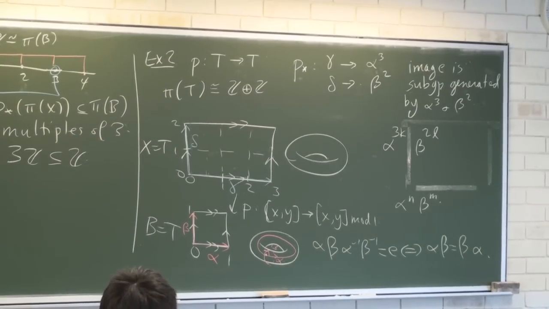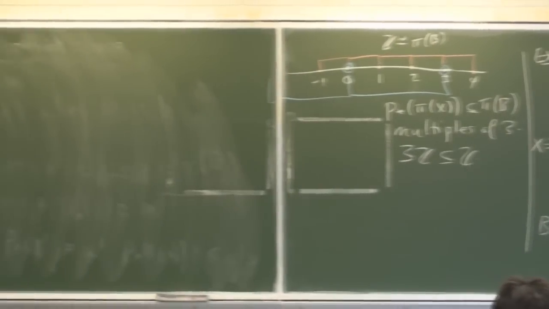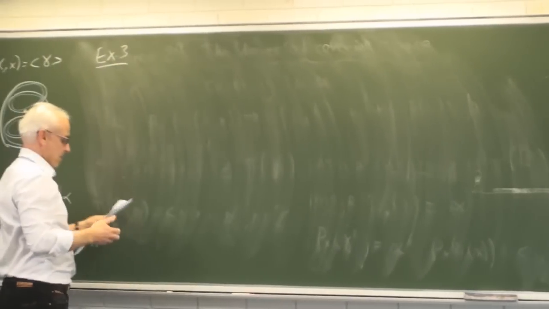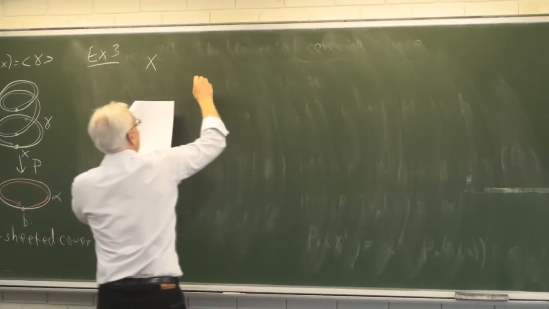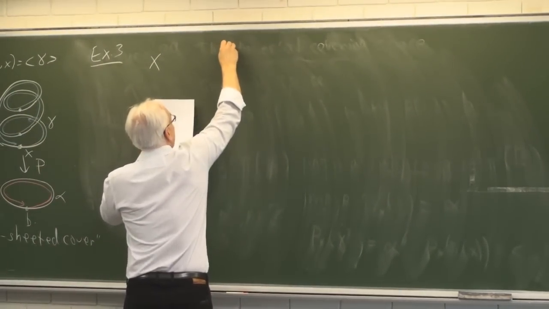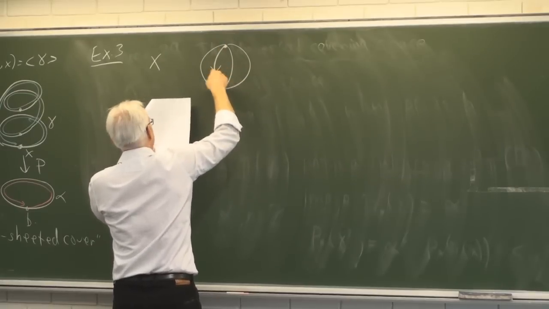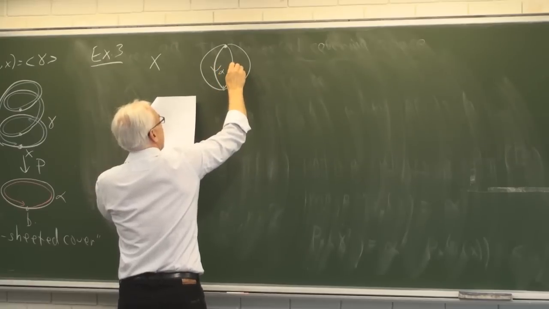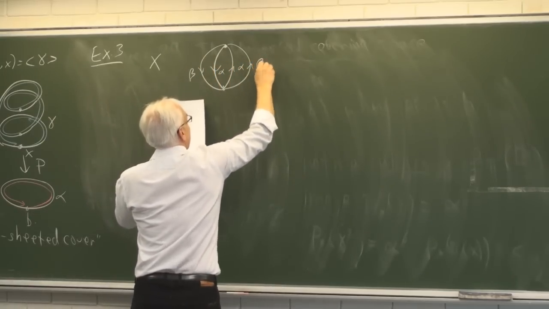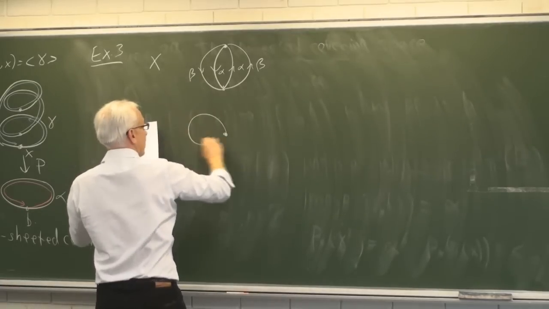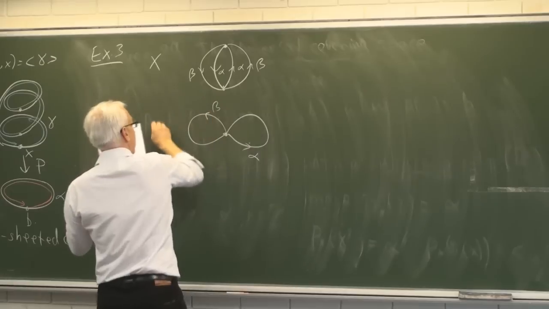And let's have a look at one more example. Let's consider the situation where we have X being this space, just a one-dimensional graph covering our wedge of circles B.